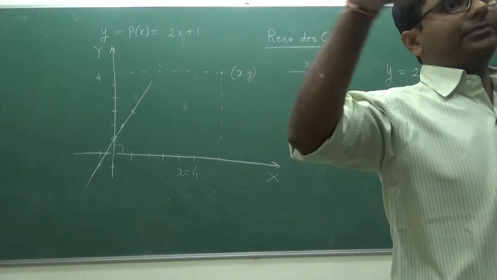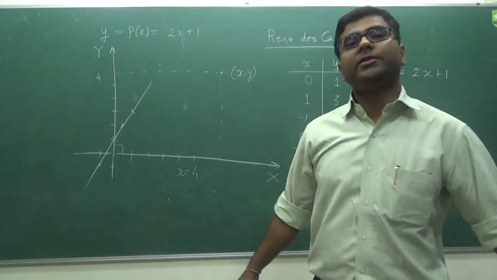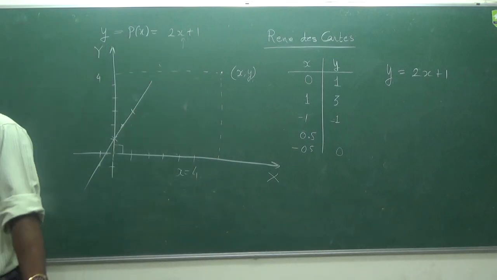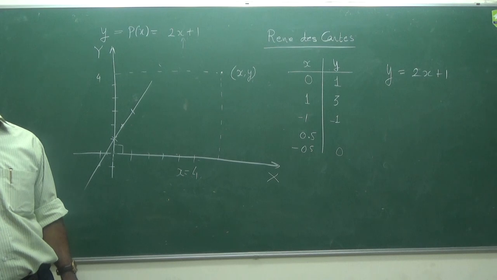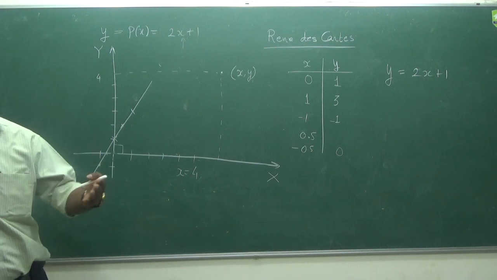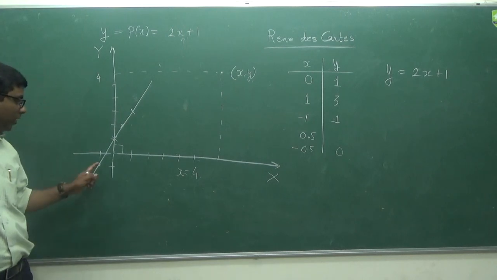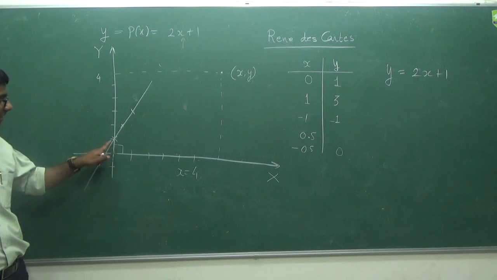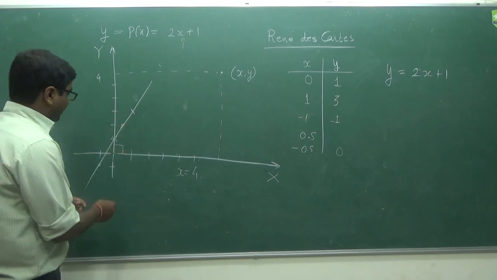All clear to everyone? So why is it linear? Why, Veda, is a linear equation called a linear equation? Because it lies in a straight line on the graph. The graphical representation of a linear equation is a straight line. Now, what are these points? These points lie on this line or not? Let's try to mention them again.